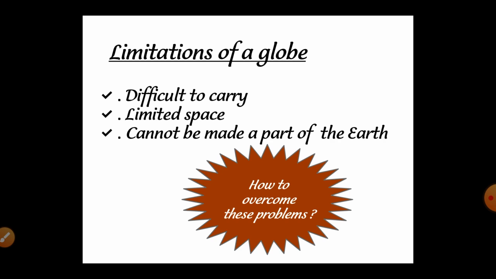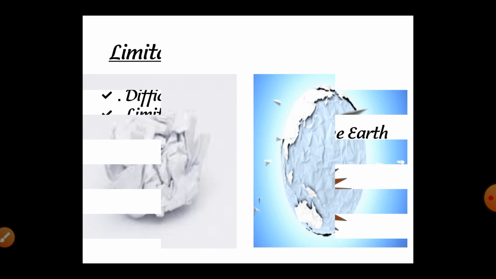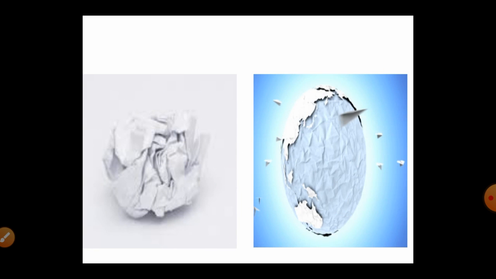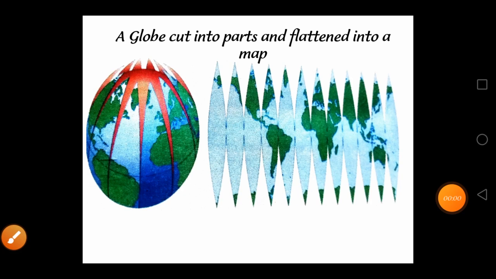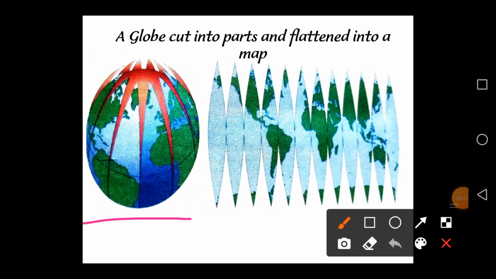So how do we overcome these problems? How do we solve it? How do we easily learn about the earth? Yes, to overcome these problems, maps are made by cartographers. It's not easy to draw maps on a flat surface. Just imagine, children, cutting a globe and then flattening its pieces.